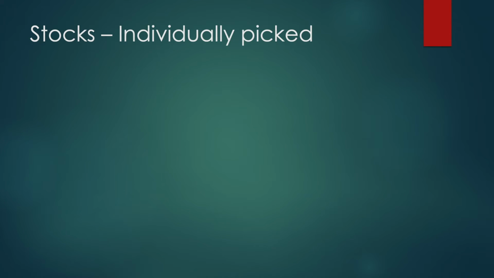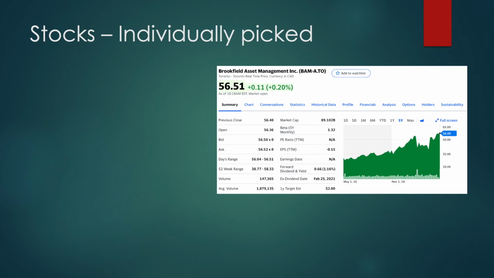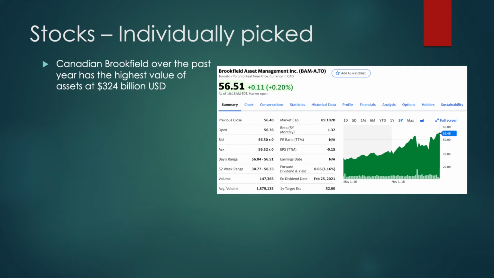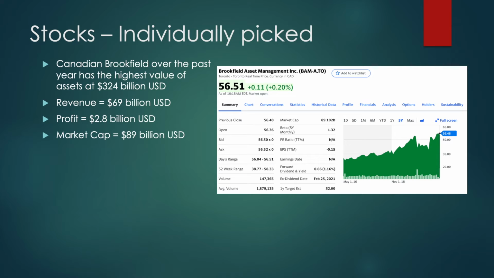So then another potential area my client could invest into property is through individually picked stocks. So an example here, I found a company called Brookfield, Canadian Brookfield, and over the past year they've had the highest value of assets compared to any other property developers that are publicly traded. So their current assets are $324 billion US dollars. They had a revenue of $69 billion US dollars in 2019, with a profit of 2.8 billion, a market cap of 89 billion, showing they have extremely high liquidity.